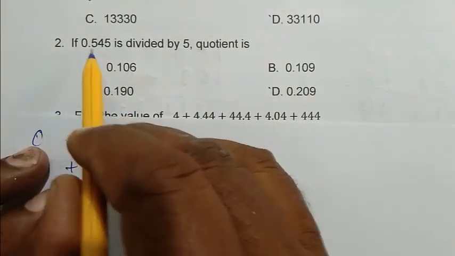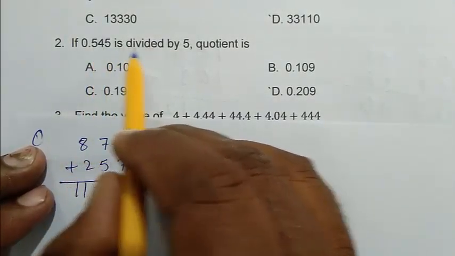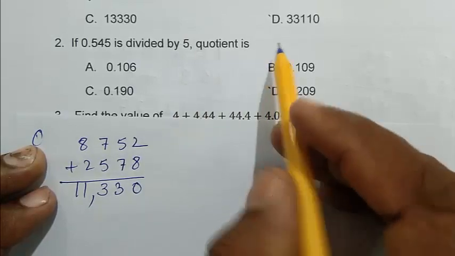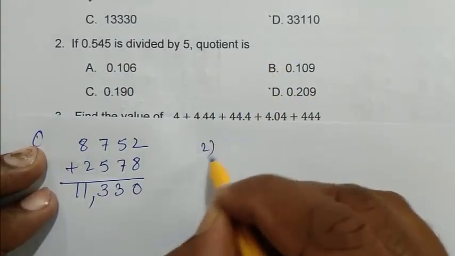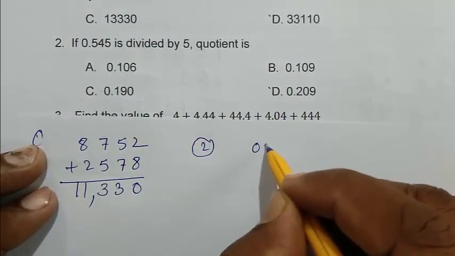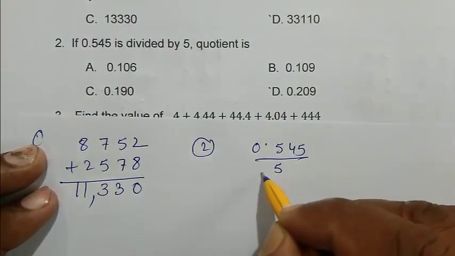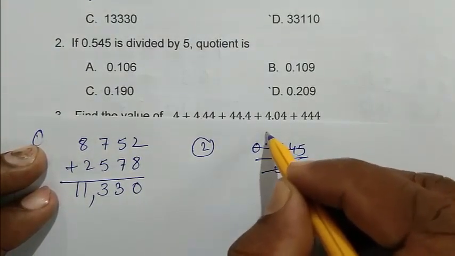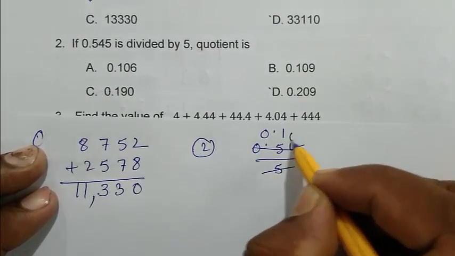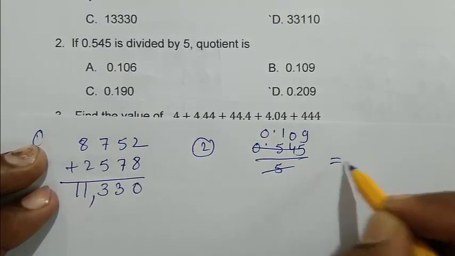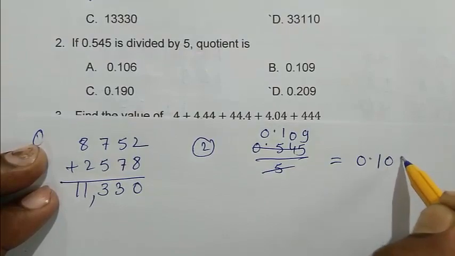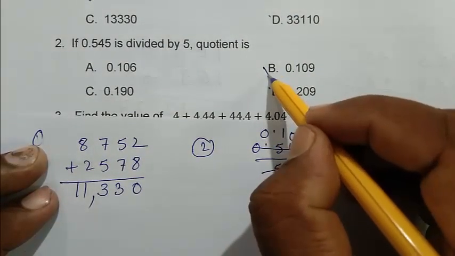Question number 2. If 0.545 is divided by 5, the quotient is? So 0.545 divided by 5, we get 0.109. So the answer is 0.109. So B is the right answer.